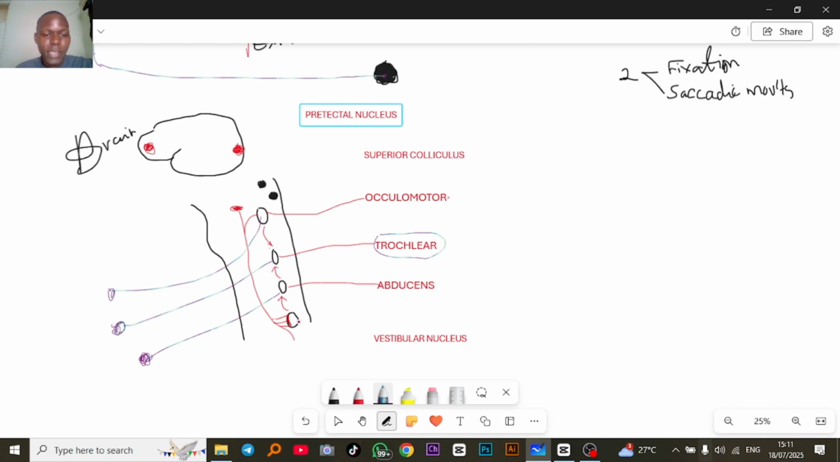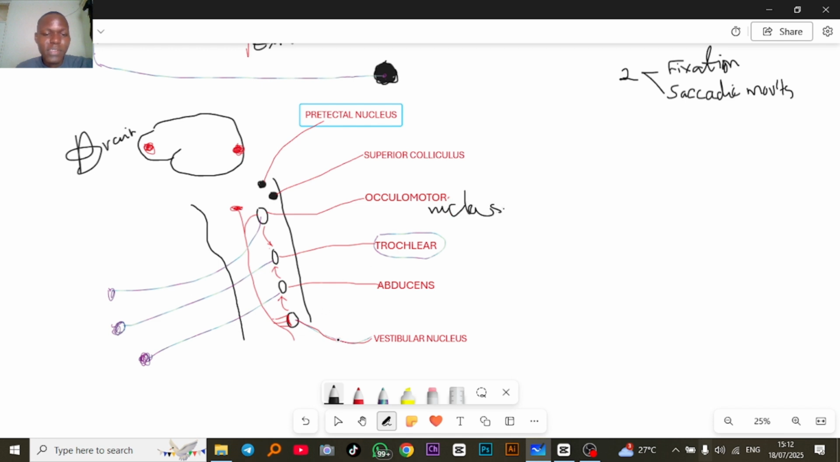So we are seeing another nucleus here. This is called the vestibular nucleus, and it's primarily the body's equilibrium control center, the vestibular nucleus. And then we have another nucleus here, which is the pretectal and the superior colliculus. So this is just in the brainstem, and we are looking at a connection from the vestibular nucleus moving straight up to the oculomotor nucleus.